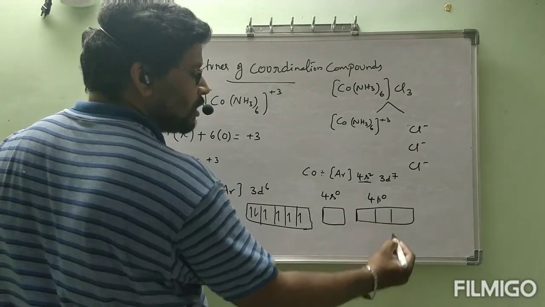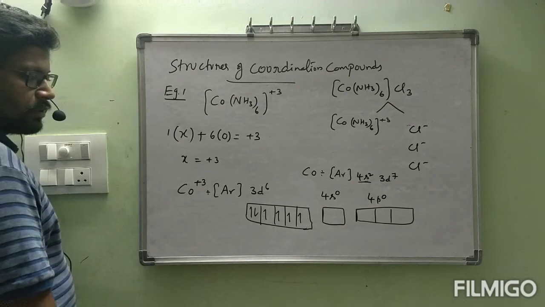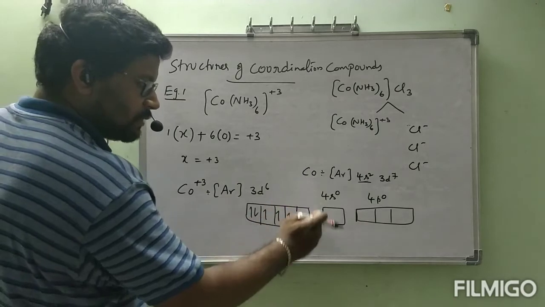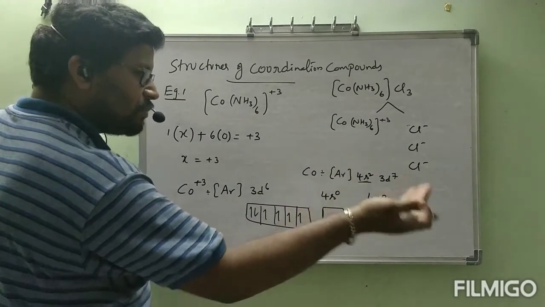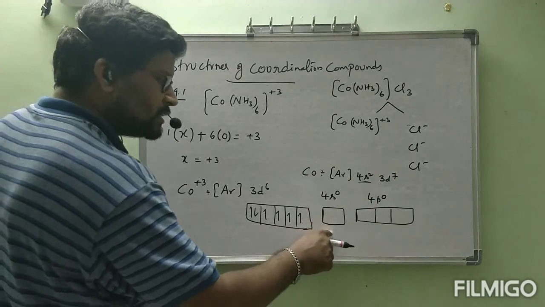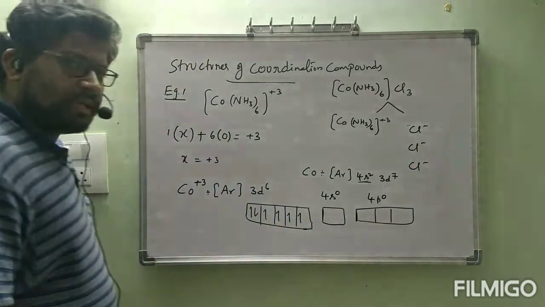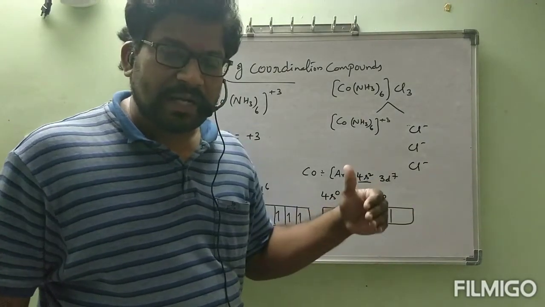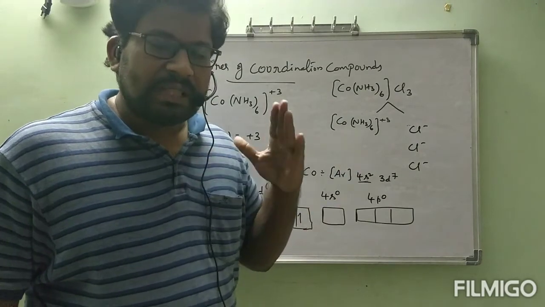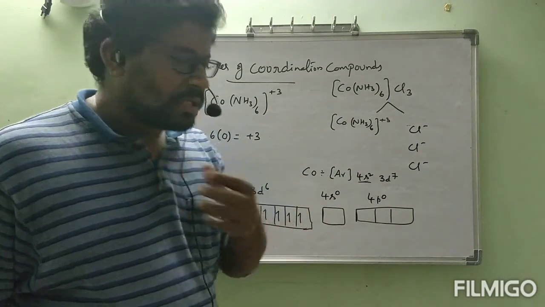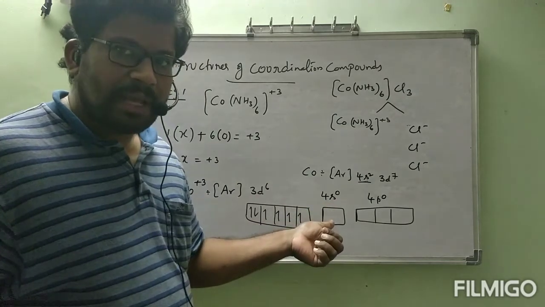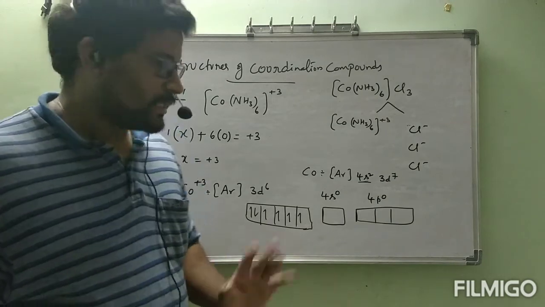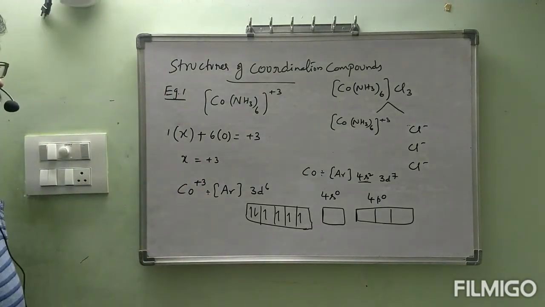4p has how many orbitals? 3 orbitals. 3d has 5 orbitals, and I wrote 6 electrons. The fourth shell contains s, p, d, f orbitals, but till the extent we use them, only that extent I am writing here. So I am writing 4s0 empty orbital and 4p0 empty orbital. Is it clear? Up to this, did you understand, everyone?